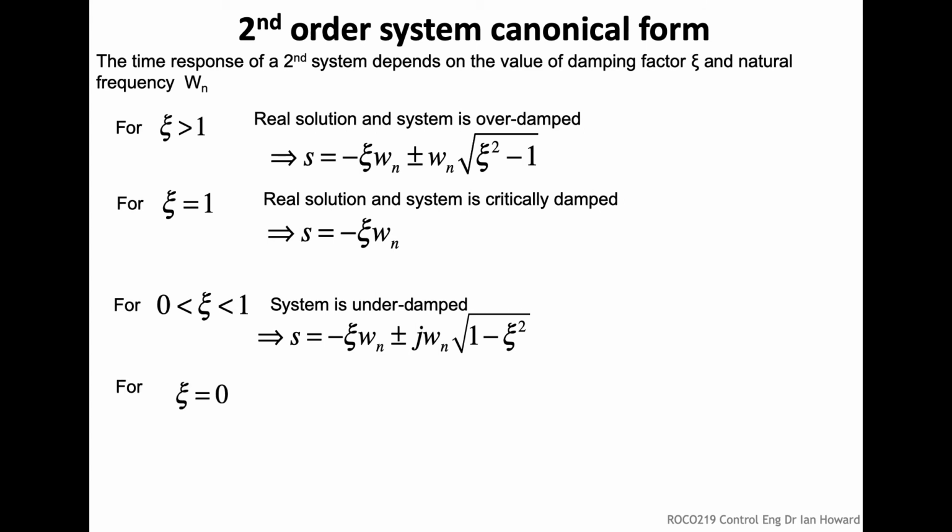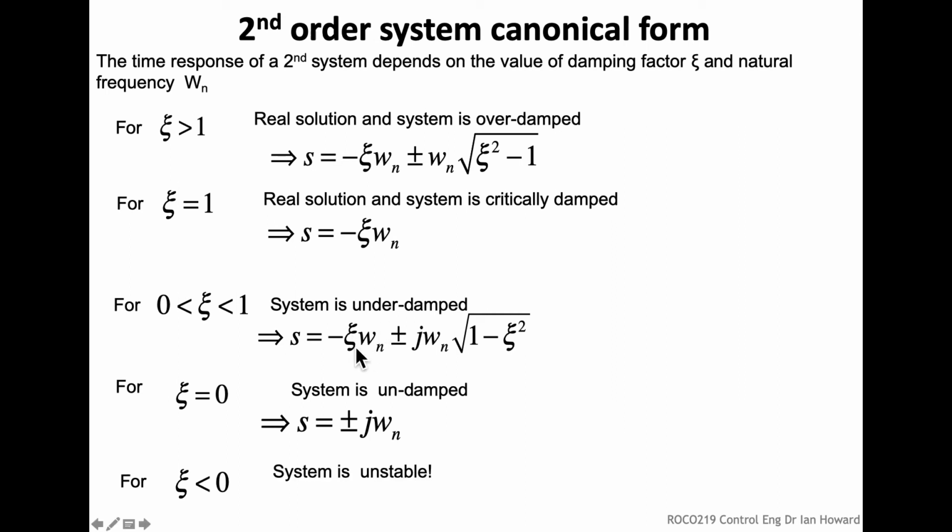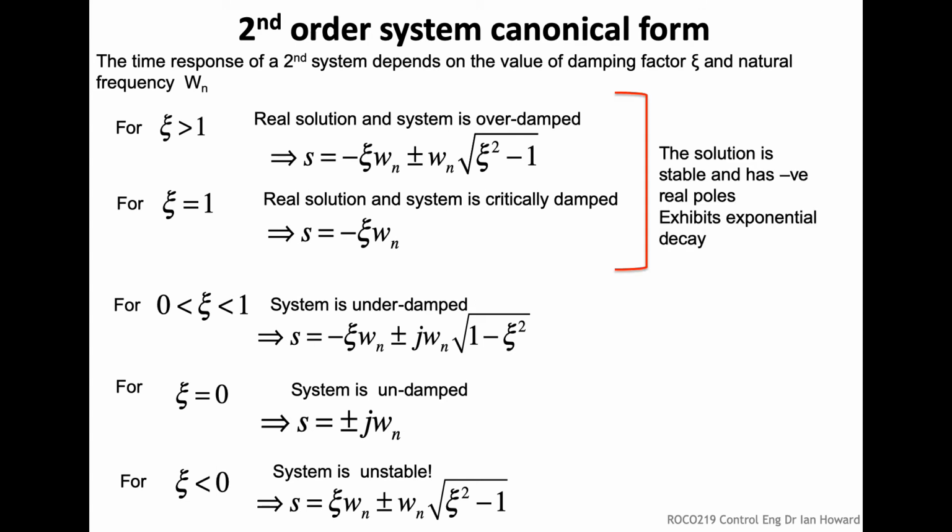Now, if zeta is 0, then the term at the front here disappears, and we have a purely imaginary solution, which means it's going to be completely oscillatory at a constant amplitude. And if zeta is less than 0, then this term used to be negative, but now it's gone positive. Therefore, we're going to end up with an unstable system, with poles with a positive real component. Then off it's going to go, if we're not careful, into oscillations that are increasing.